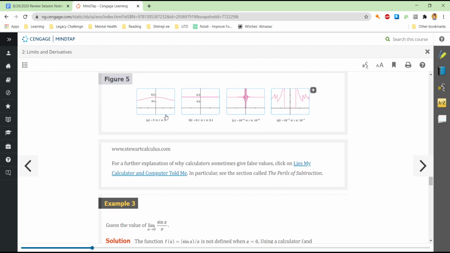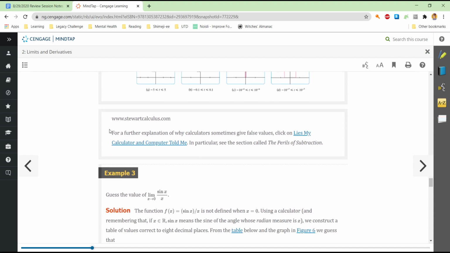So as you can see here, as it gets smaller and smaller, it looks like a perfect line when you have it as the interval -5 to 5. But as you get smaller, it becomes a straight line, -0.1 to 0.1. And then as you get smaller, it starts to look like it's oscillating, and then it suddenly goes to 0. And that's just because the calculator is not exactly sure how to do that. You can also look for that here, and that will explain more accurately why that happens.